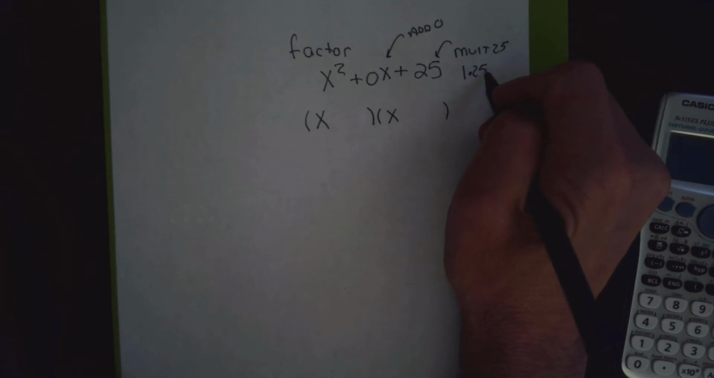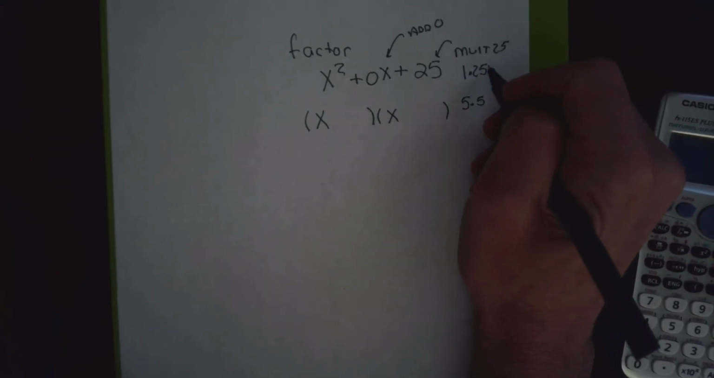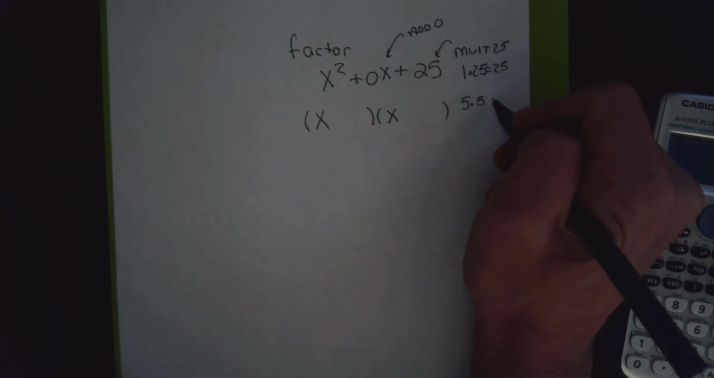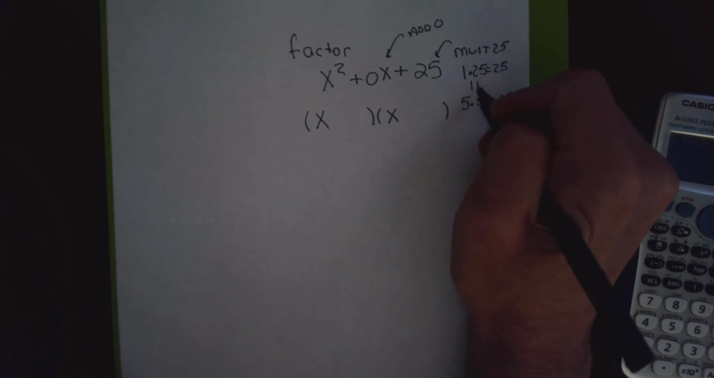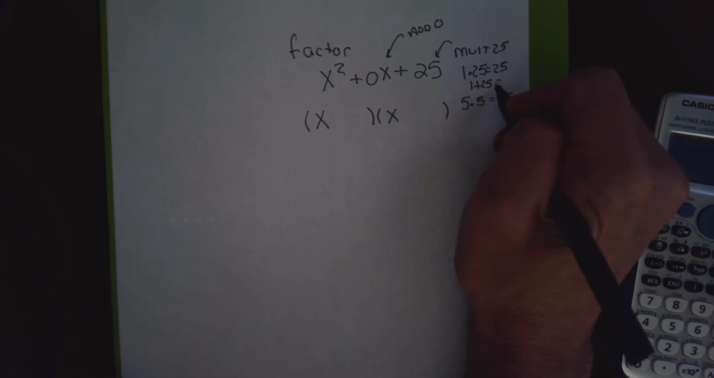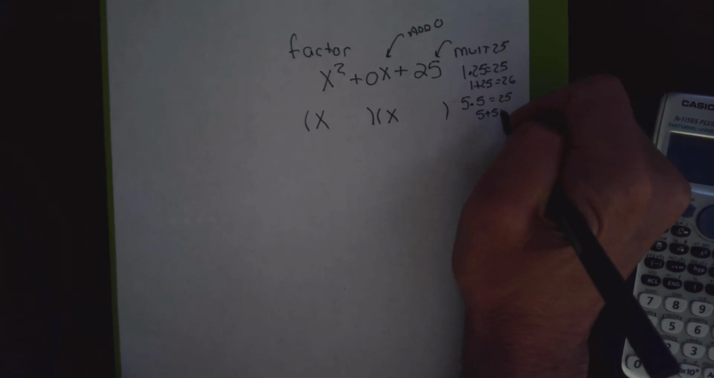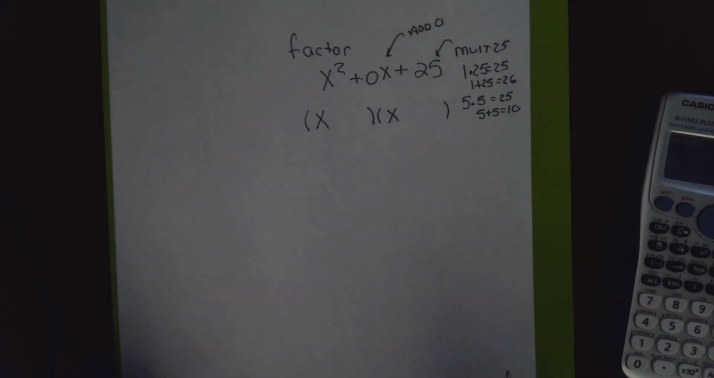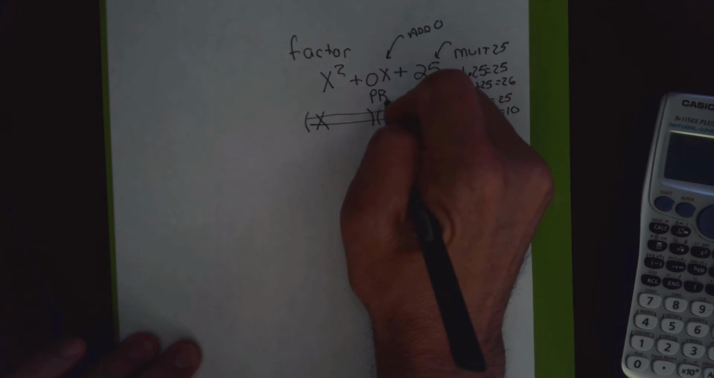Now look at the factors of 25. 1 times 25 is 25. 5 times 5 is 25. The numbers that I put in the parentheses can't subtract to 0. They specifically have to add to 0. And 1 plus 25 is 26. 5 plus 5 is 10. Because I can't find a pair of numbers that do both, multiply to 25 and add to 0, I say that this is prime.